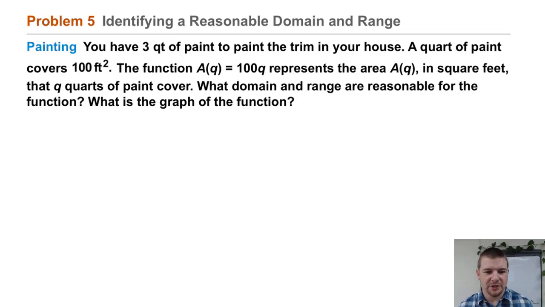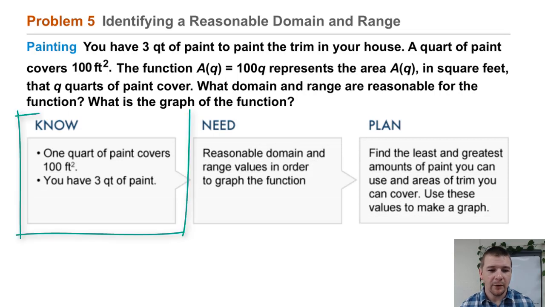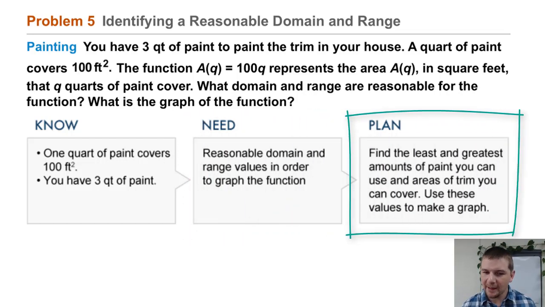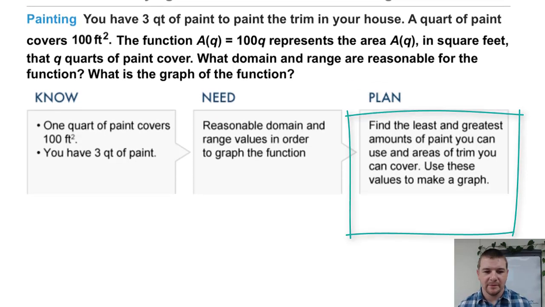What is the graph of the function? Well, what we know, 1 quart of paint covers 100 square feet, and that we have 3 quarts of paint. What we need are reasonable domain and range values in order to graph the function. So our plan will be to find the least and greatest amounts of paint you can use and areas of trim you can cover. Use these values to make a graph.